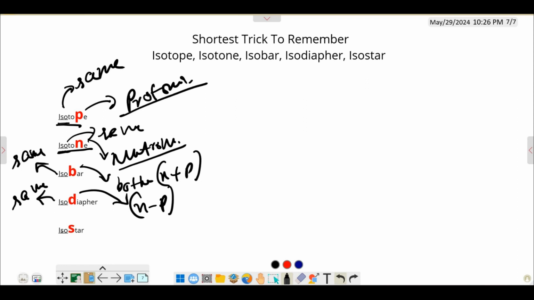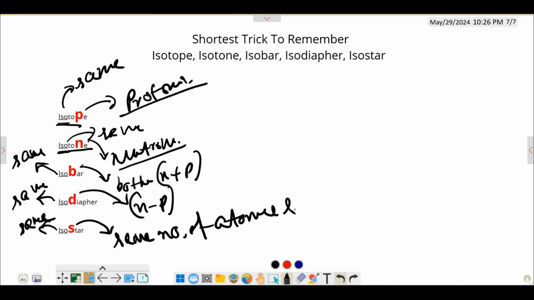Now what are these isosters? Iso means same, and this S represents same. So what is the same? The same number of atoms and electrons. So the molecules containing the same number of atoms and electrons can be considered isosters. So this is the shortest trick to remember, and it can be very effective to solve different kinds of questions in the NEET and JEE papers.